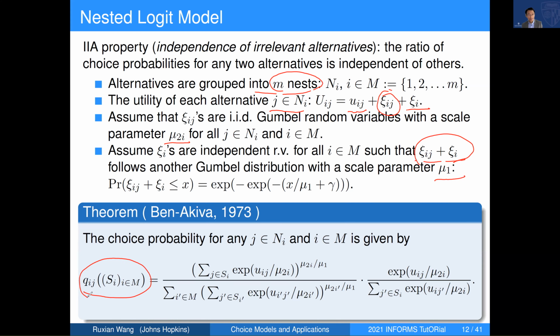You can see here the choice probability has two terms. The first part indicates the choice probability for nest i. You can see this one looks like the MNL. The second part represents the choice probability for alternative j in nest i. This one is another MNL. So that's why we call this model the nested logit choice model.